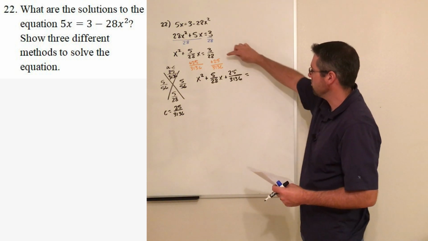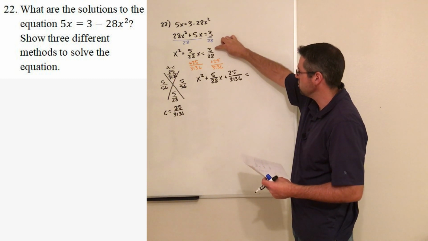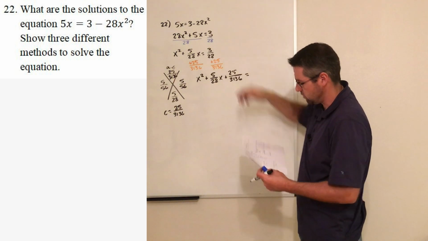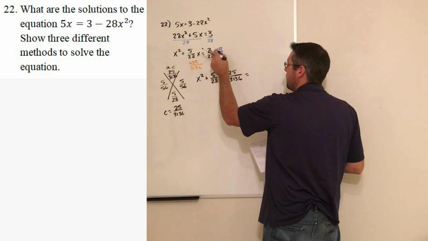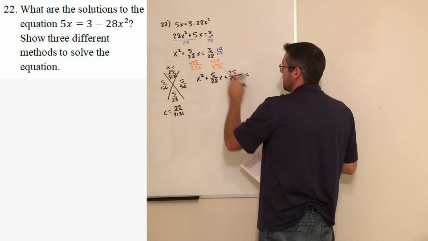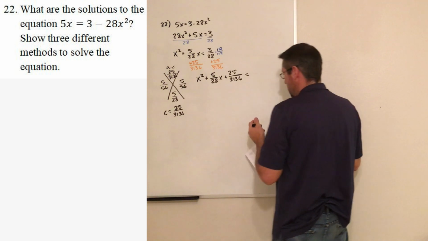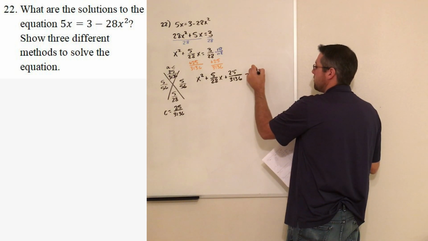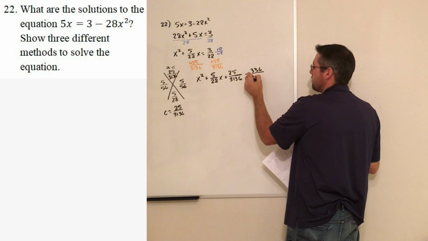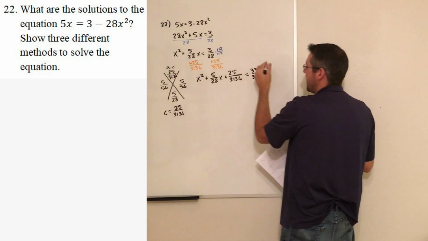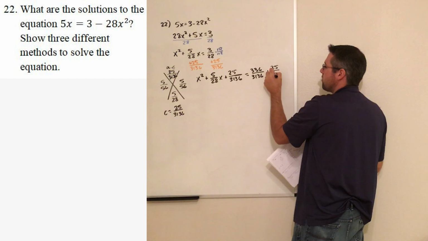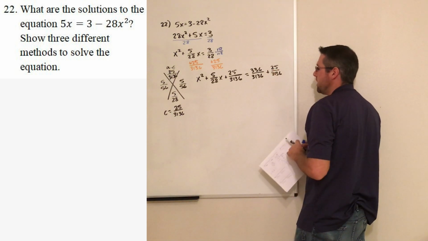So we would have to multiply this guy, I believe, by 112 over 112. Yeah, that's what it is. So we're going to multiply this guy by 112 over 112 in order to get a common denominator on that. So we end up with 336 over 3,136 for this one. And then we need to add the 25 over the 3,136 to that.